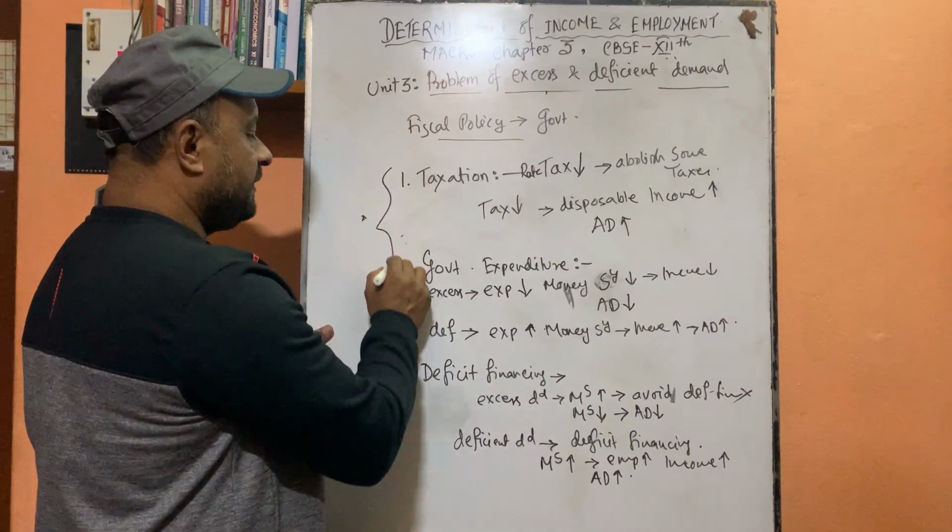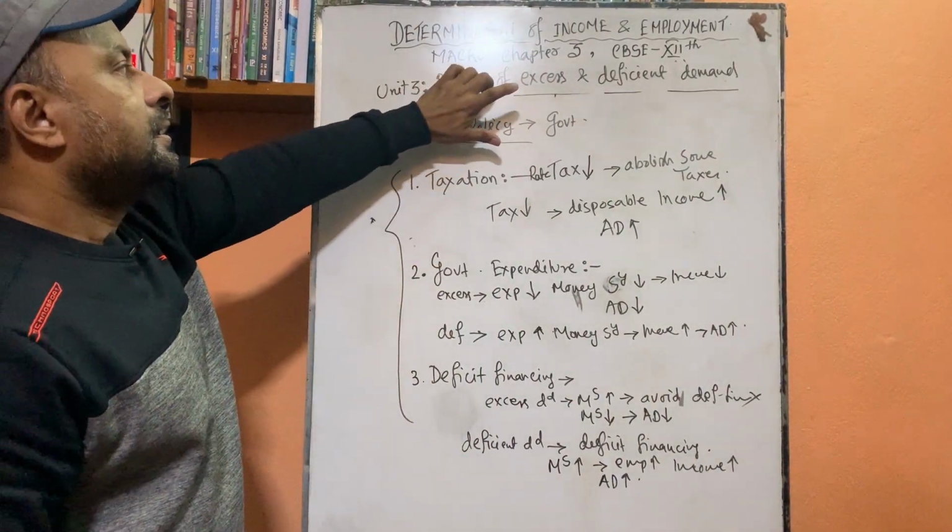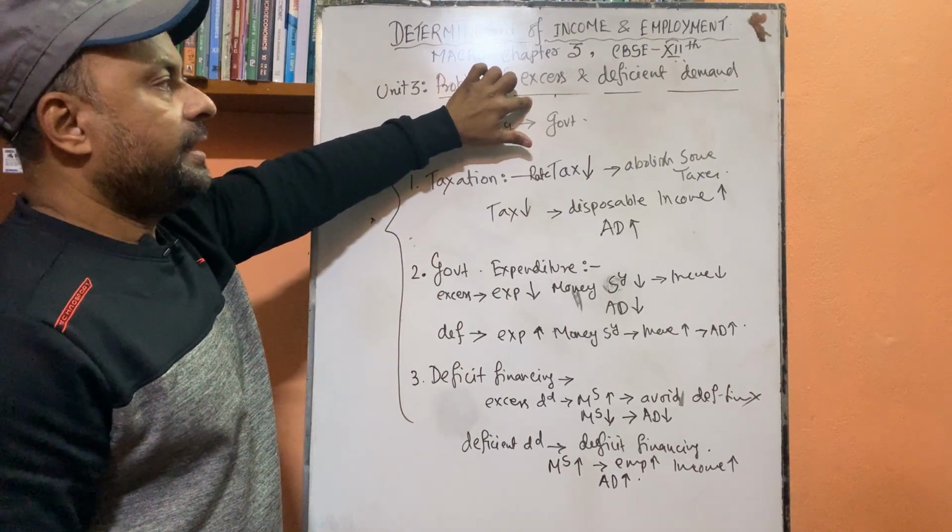So these are the three fiscal policy measures through which the government can remove the problem of excess demand and deficient demand.